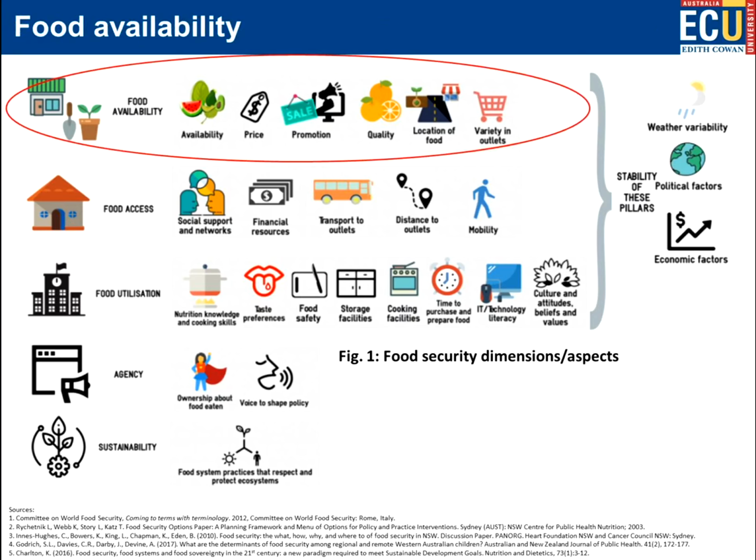At the food availability dimension, we need to make sure that food is available for people in outlets or alternative food networks, that food is a sufficient price and of good quality, that healthy food is well promoted, that food outlet locations are easily accessible, and that there is a variety of food available to purchase.